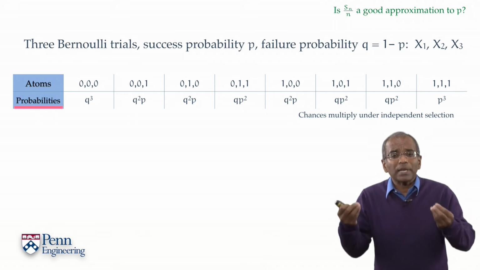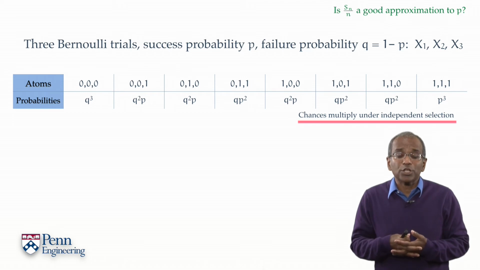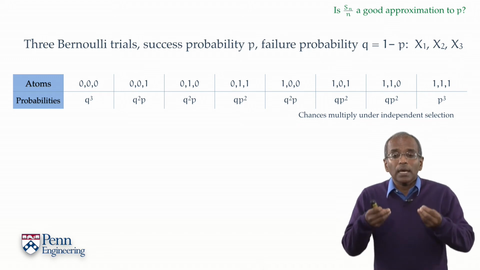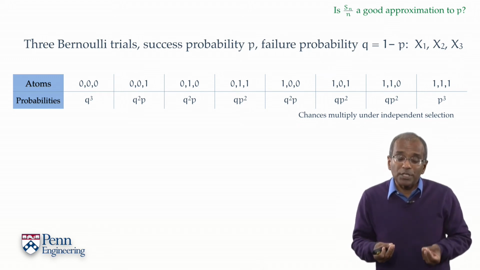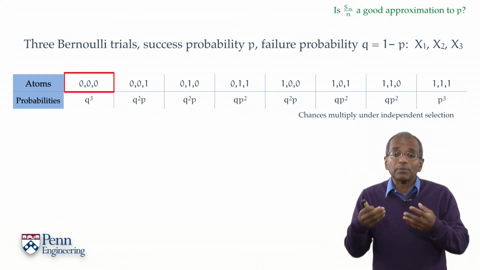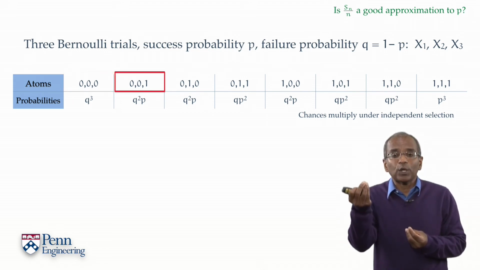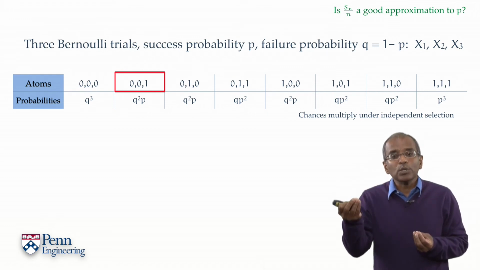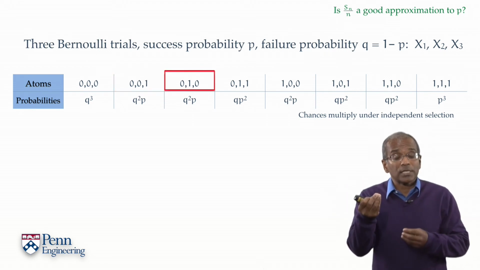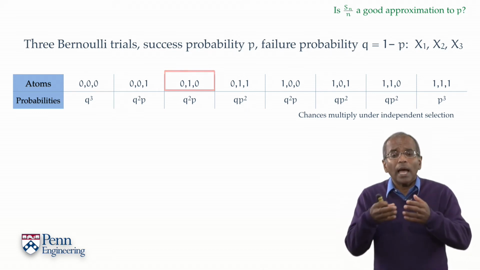Well, here's where independent selection comes into play. Chances multiply under independent selection. We actually have a product space here, a space of repeated independent trials. The success probability is p, the failure probability is q. So the chance of obtaining 3 failures in a row, 3 zeros, is q times q times q, or q cubed. The chance of obtaining 2 failures to begin with, followed by a success, is q times q times p, or q squared p. The chance of obtaining a failure, a success, and then a failure is q times p times q, or q squared p, and so on.